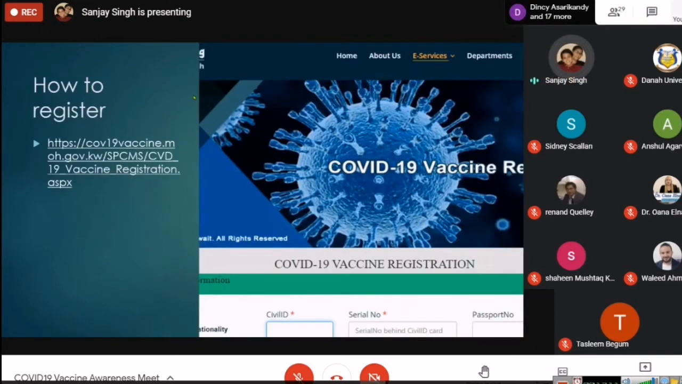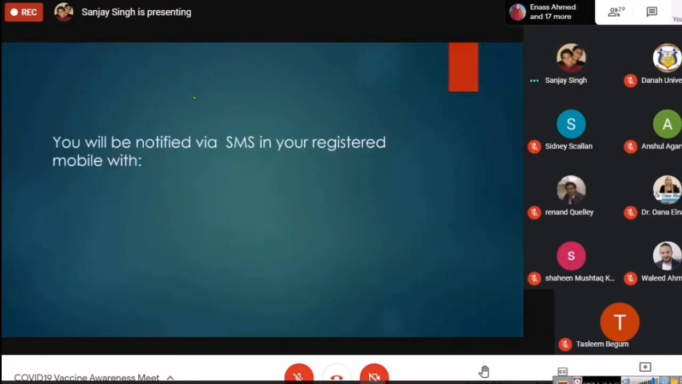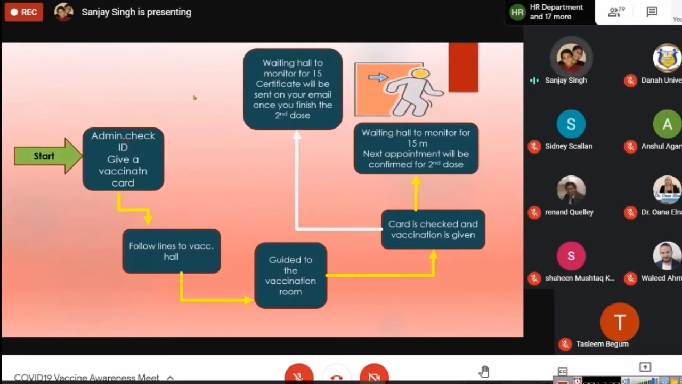So how to register? You can go to this website and register yourself. And simply you will be notified via SMS on your registered mobile phone about the date, the time, and the venue. When you reach the venue, there will be an administrative check of your civil ID, and you'll be given a vaccination card. Then you'll be told to follow lines. There are some lines made on the floor to the vaccination hall. And then you'll be guided to the vaccination room.